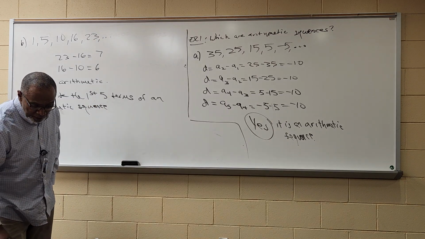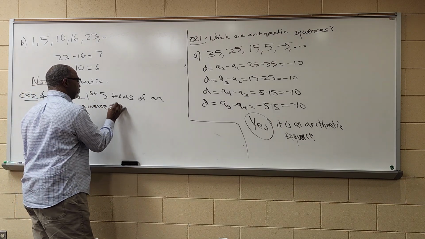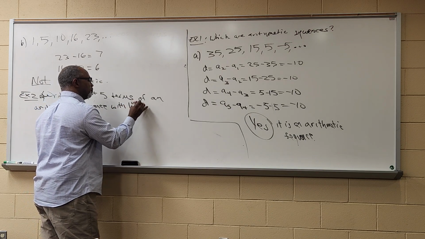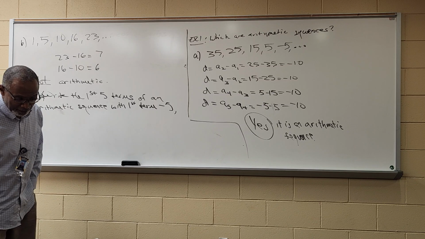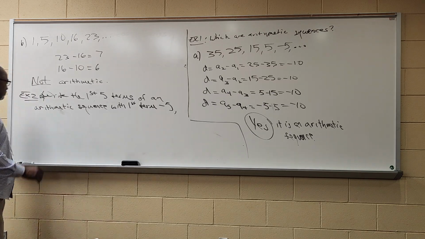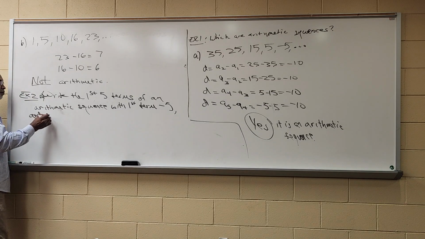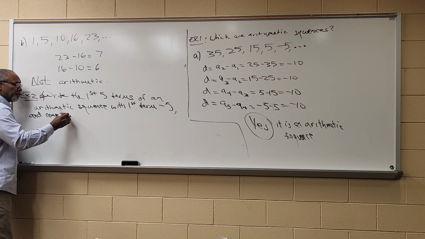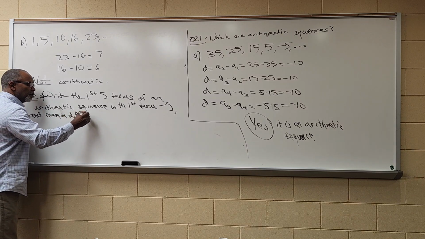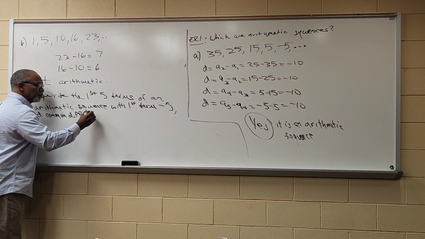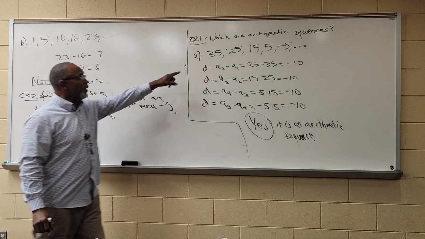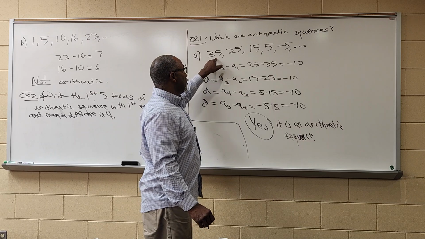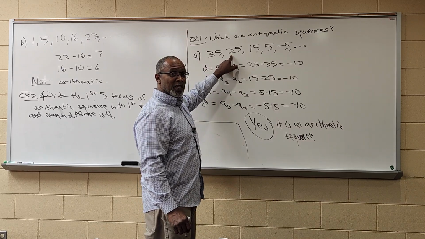Okay? First term is negative 5, and common difference 4. So D is the common difference, so the common difference is 4. Well, we saw here, when you have an arithmetic sequence, to go from one term to the next, all you do is add the common difference.